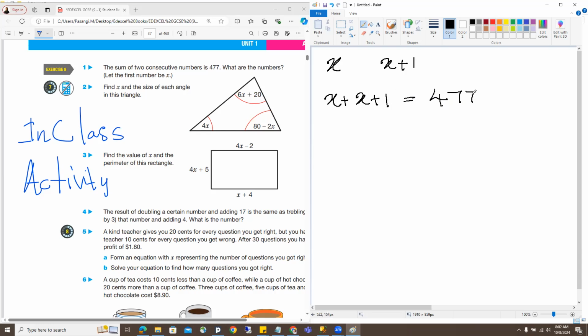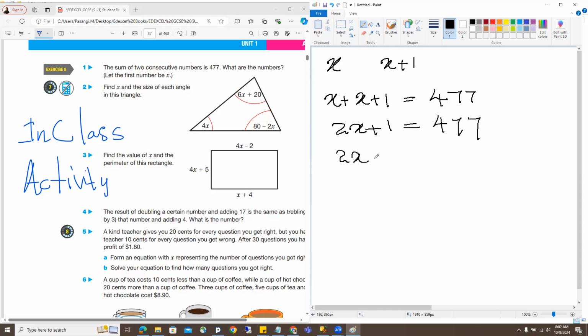Yes, Miss. This is the expression we have. So x plus x, these two are like terms, no? If we simplify this further, x plus x is 2x. 2x plus 1 is equal to 477. Now you can remove this one.